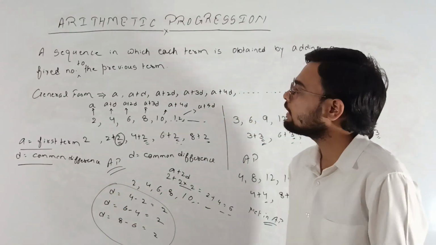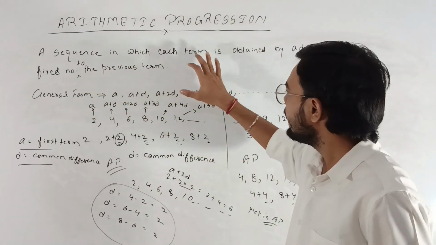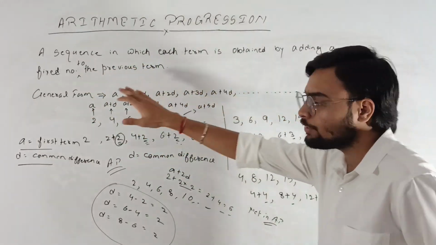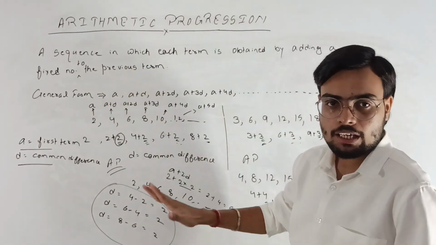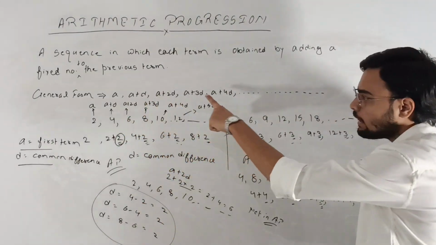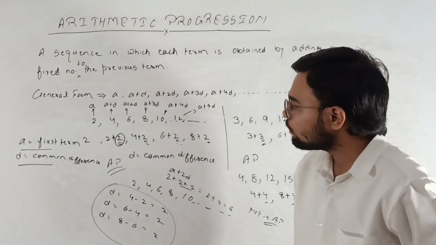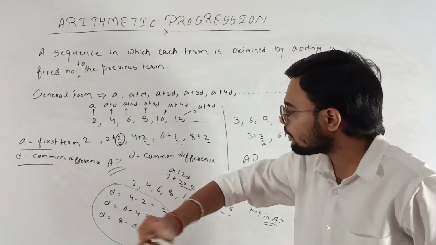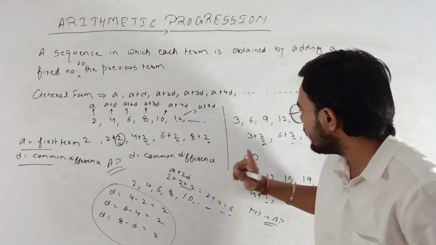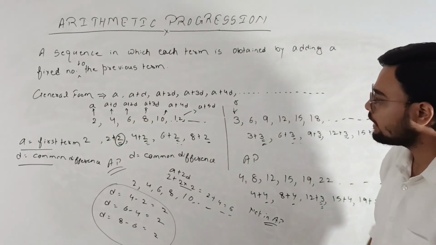Understood? Let's revise it. First we see what an AP is. An AP is a sequence in which each term is obtained by adding a fixed number to the previous term. Then this sequence is called an AP. The general form of AP is A, A plus D, A plus 2D, A plus 3D, A plus 4D. Okay, this is the general form. A is the first term of the AP. In this case, A is 2. In this case, A is 3, because the first term is 3.